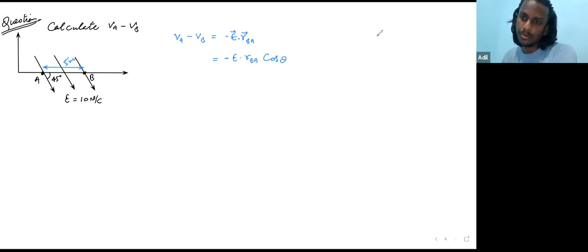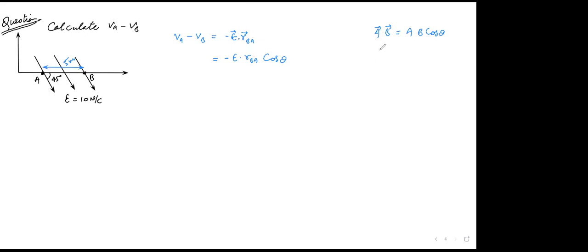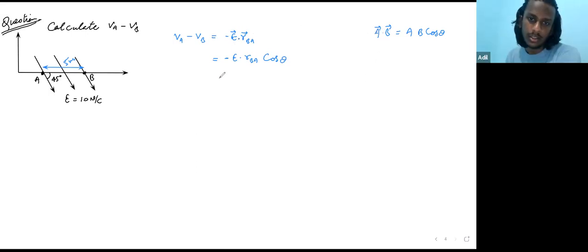Nawal, do you remember this formula? Vector A dot vector B is AB cos theta, because it is a dot product. Are you understanding, Nawal? So we are using this formula. Now you can write minus E. What is the value of E? It is given here, 10 Newton per Coulomb, into RBA. The separation between A and B is 5. Cos theta. What is the cos theta?